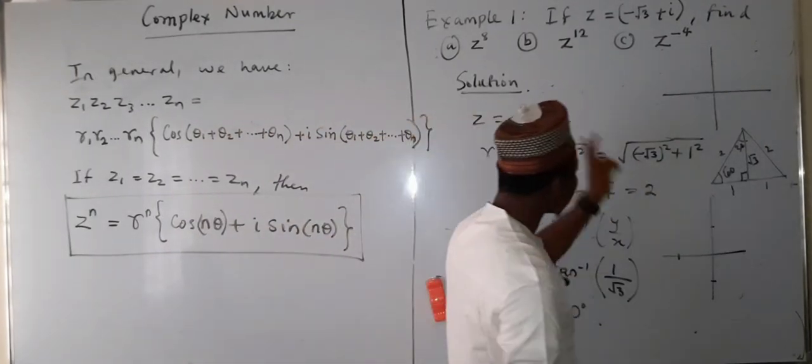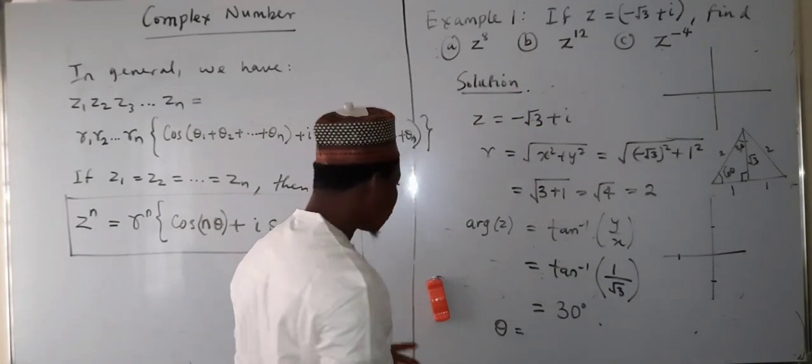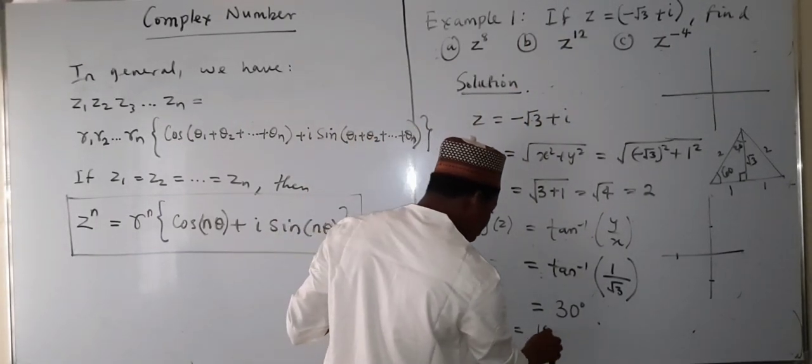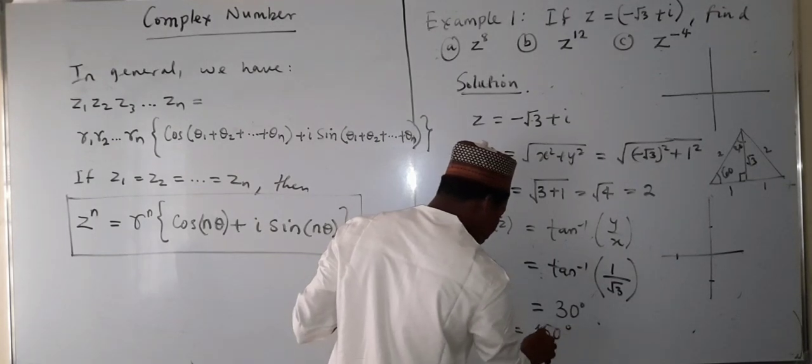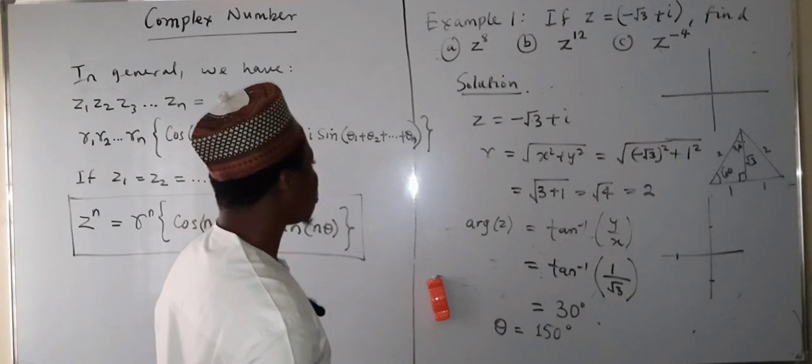Then in the second quadrant, it will be 150. So we now have our theta to be 150 degrees.